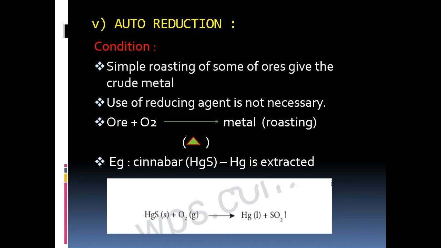And the next one, auto reduction. By the name itself you can guess. Auto reduction means it is reducing on its own. Here the condition is we have to simply roast some of the ores. It will give its metal.